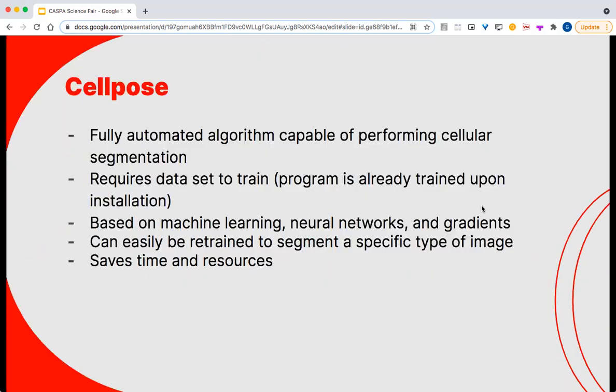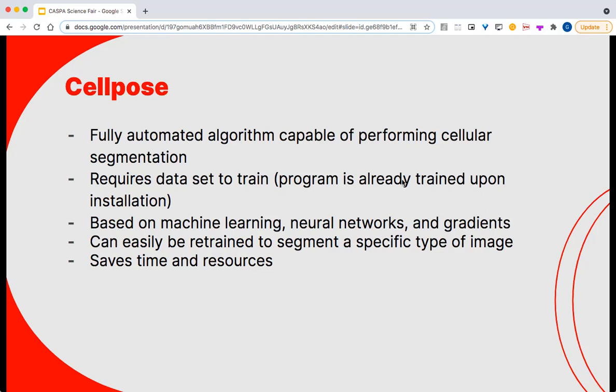However, up until recently, cell segmentation has mostly been done by hand, and this can be very costly in time because one has to be very careful, very precise when segmenting, so we don't accidentally leave something out or include something extra, because that will all affect your data. And so a recently developed program for automated cell segmentation is called CellPost. And like I said, CellPost is a fully automated algorithm that is capable of performing cellular segmentation.